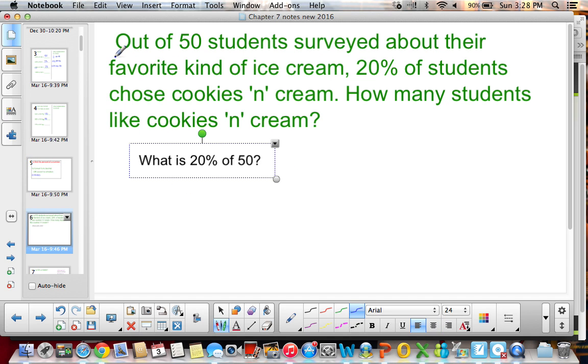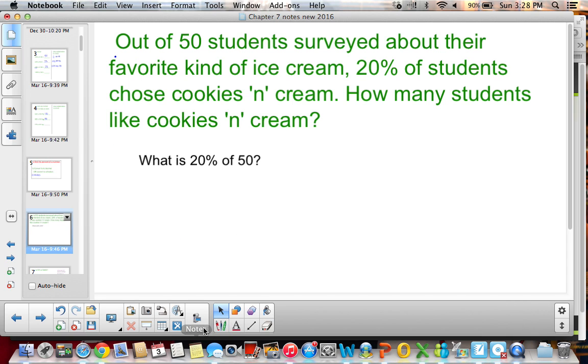So if we have this problem, out of 50 students surveyed about their favorite kind of ice cream, 20% of students chose cookies and cream. How many students like cookies and cream? Well, basically what we're doing, we want to find out what is 20% of 50. 50 people were surveyed. We want to find out what 20% of 50 is.